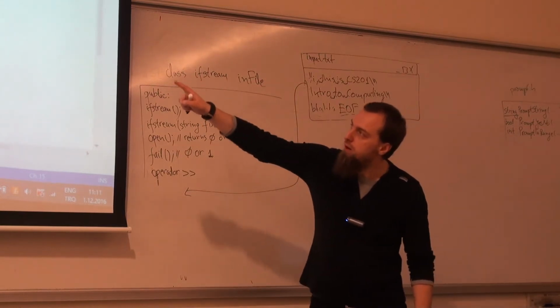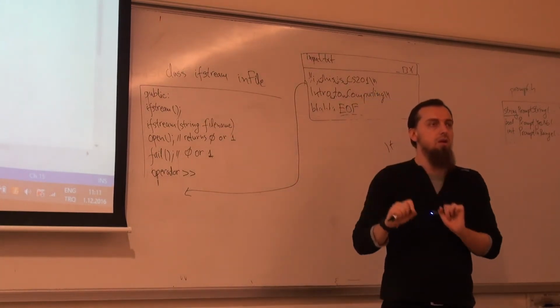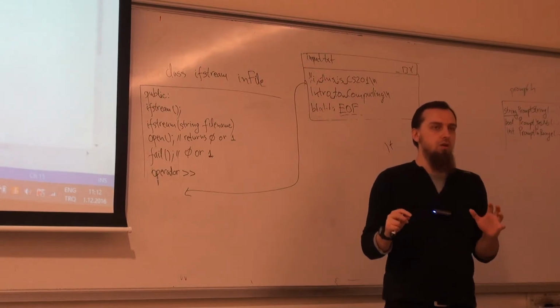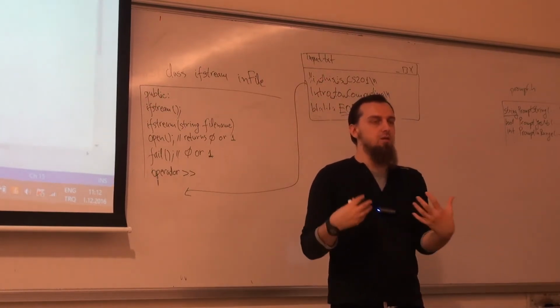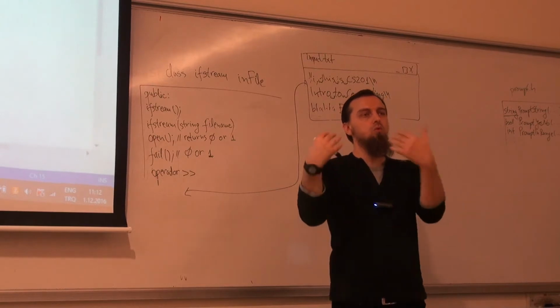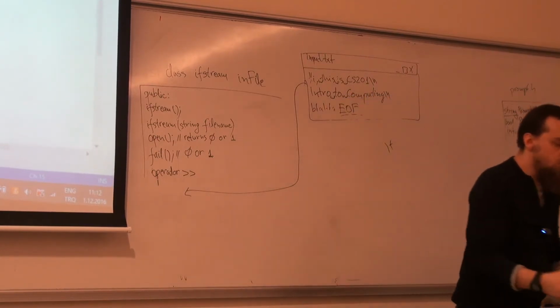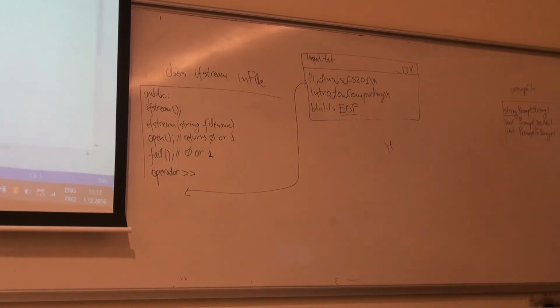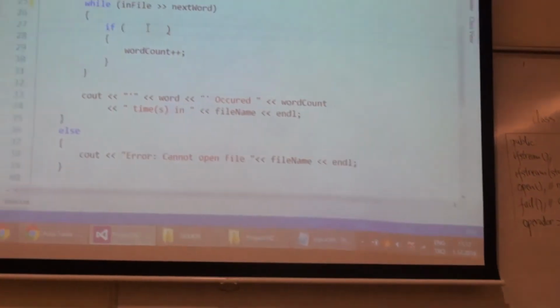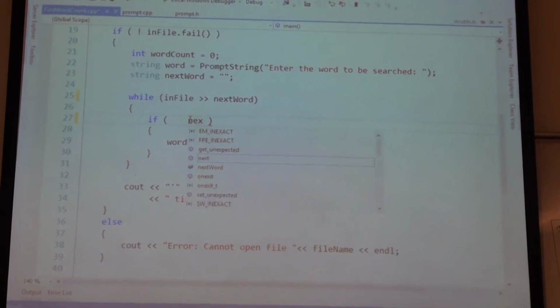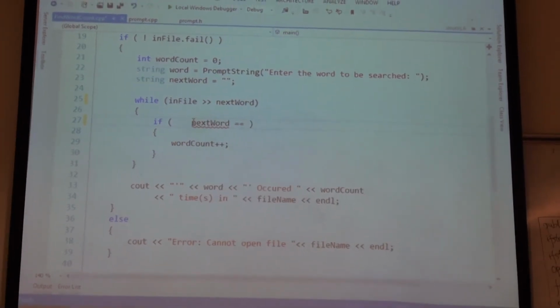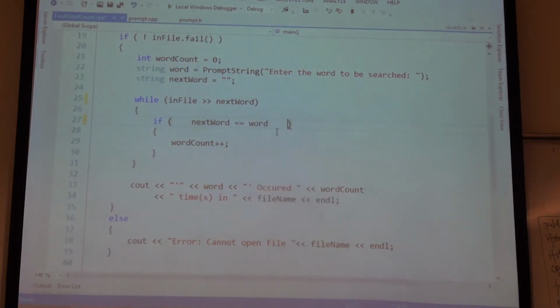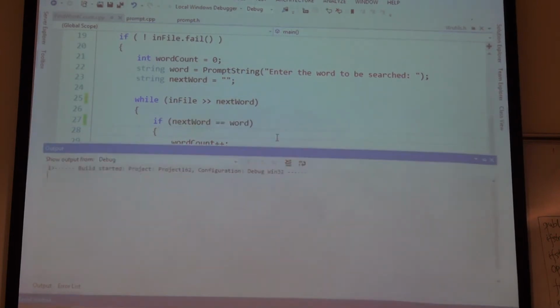Okay, so we write in file arrow next word, and we want to check whether the next word, the word that we have just read, is equal to the word that we are looking for. So how are we going to do that? Okay, help me. Yeah, if next word is equal to the word we are looking for, then increment the word count. Is this hard? No. Let's run the program.